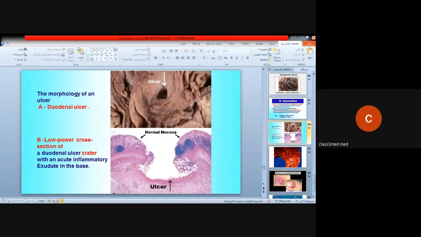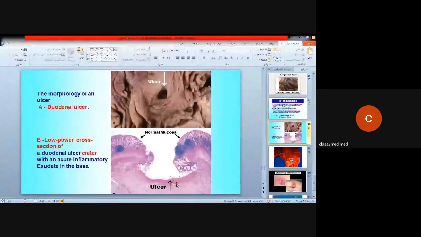You see the ulcer is a local defect in the mucosa, or loss of continuity of the mucosa. On both sides there is normal mucosa, and this is the ulcer, and the base of the ulcer is covered by an inflammatory exudate.